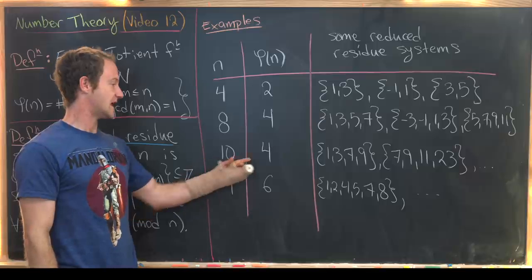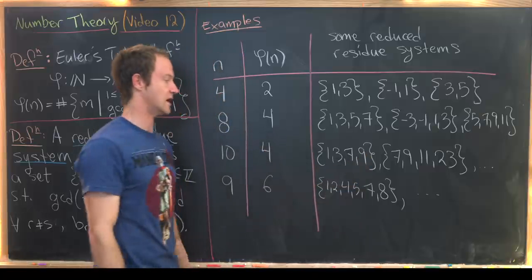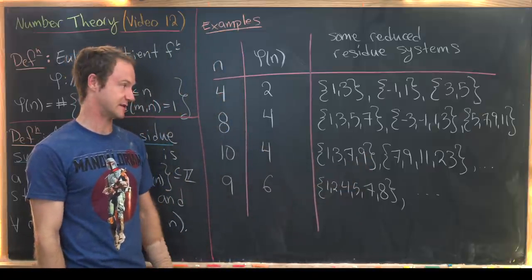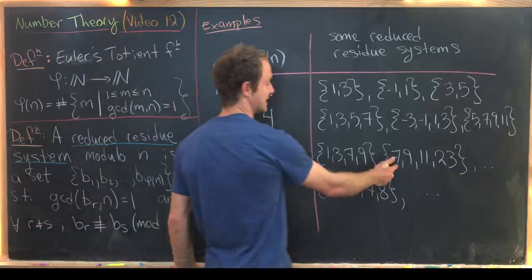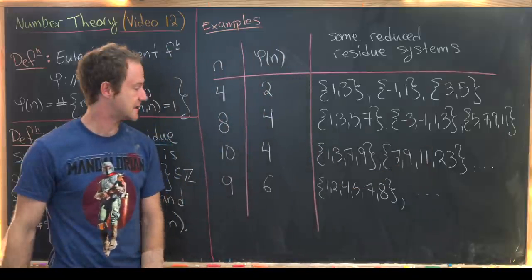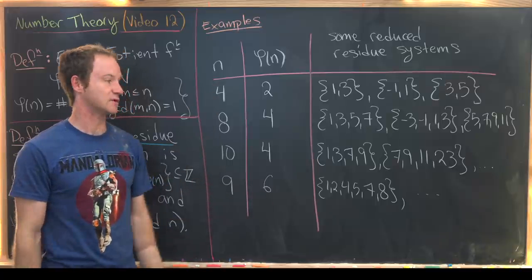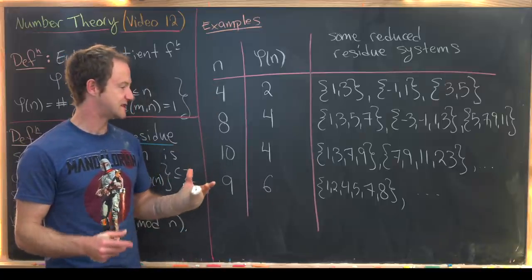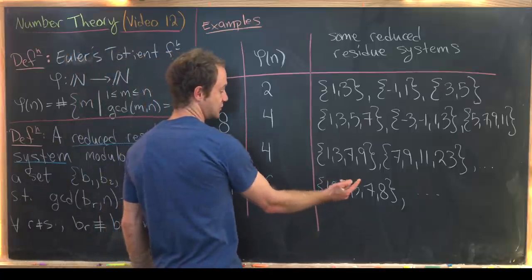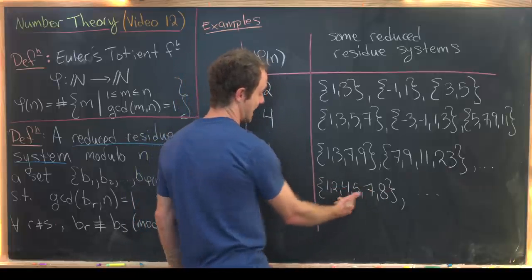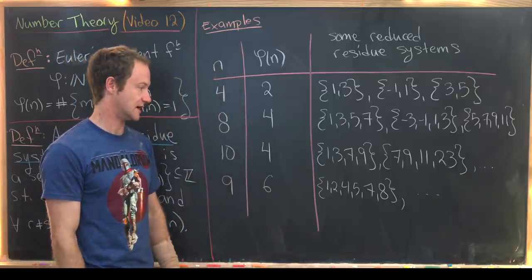Next, phi of 10 is equal to 4. That's because there are 1, 2, 3, 4 numbers between 1 and 10 that are relatively prime to 10. Another choice for a reduced residue system would be 7, 9, 11, and 23. Okay, so one more example. Phi of 9 is equal to 6. That's because there are 6 numbers between 1 and 9 that are relatively prime to 9. We've got 1, 2, 4, 5, 7, and 8. Notice we had to skip 3 and 6 because those are not relatively prime to 9.